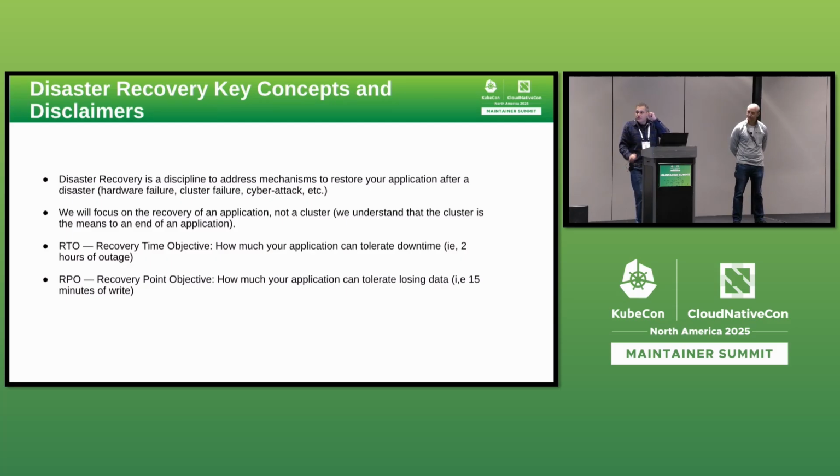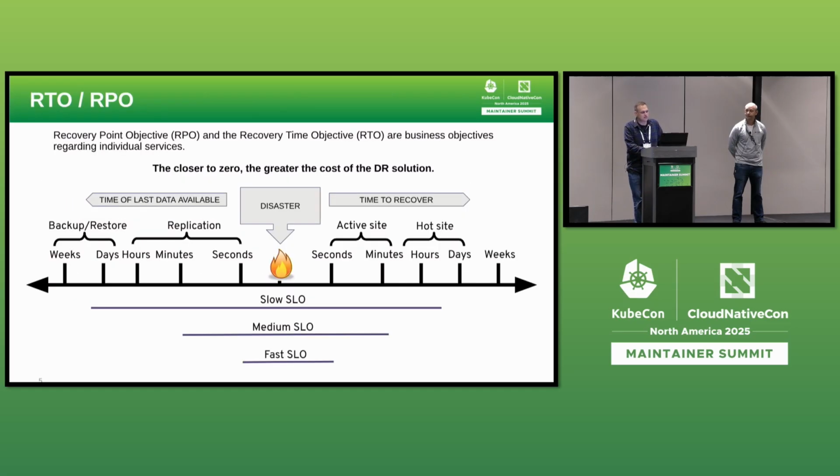There are two very key metrics or concepts. One is RTO, recovery time objective. It's how long the app, notice that we're going to use the word app, not the cluster, can tolerate downtime, how long it takes for the recovery to happen. The second key concept, RPO, recovery point objective, is how much data the application can lose. So those are the two key concepts on any DR conversation.